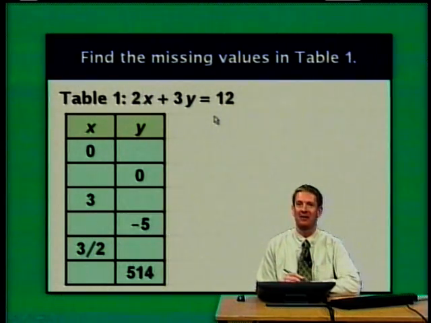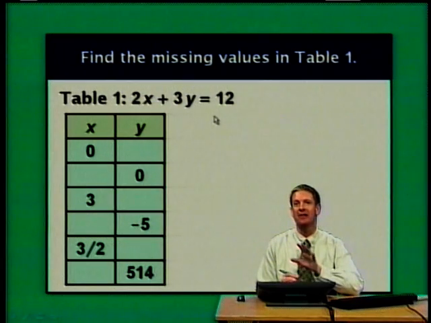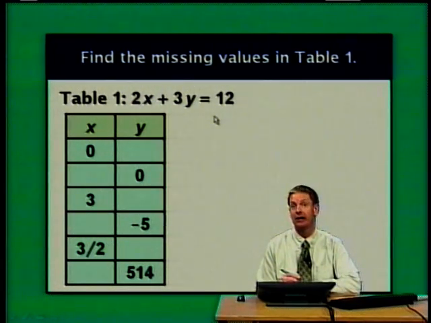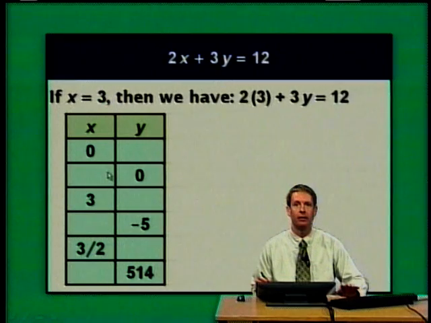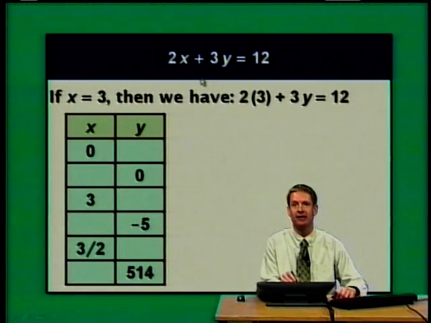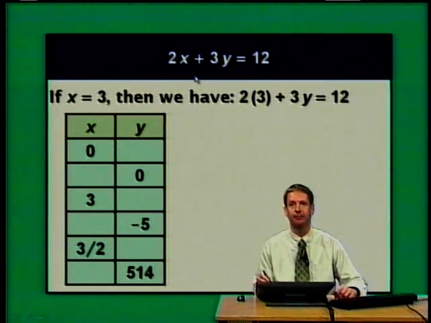I'm going to start with that row because there's another issue I want to talk about that I can address a little bit better with the row where x is 3 than I can with the row where x is 0. So, if x is 3, then we have 2 times 3 plus 3y equals 12. See how I've just replaced x with 3 in my equation. So let's go about solving this equation.